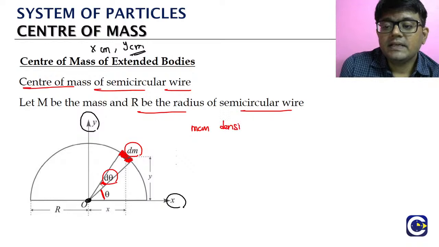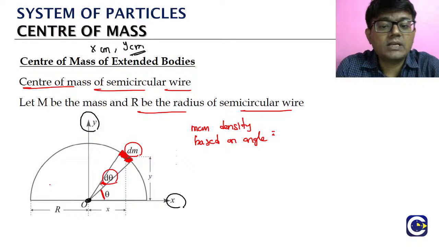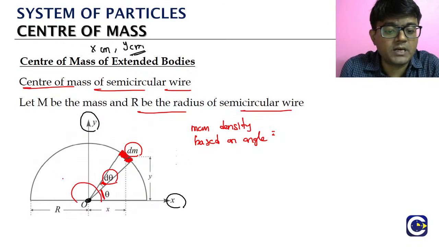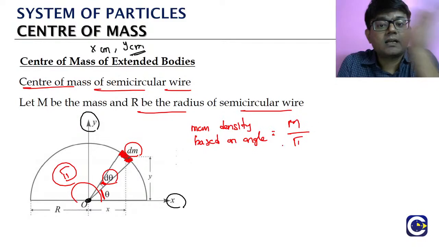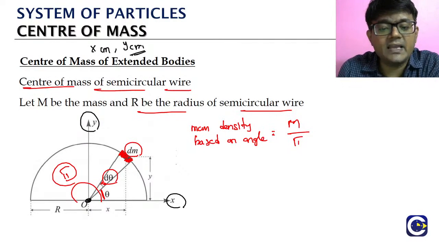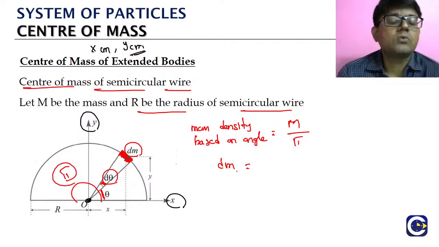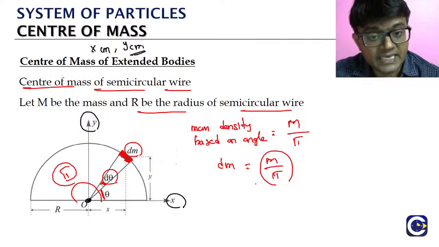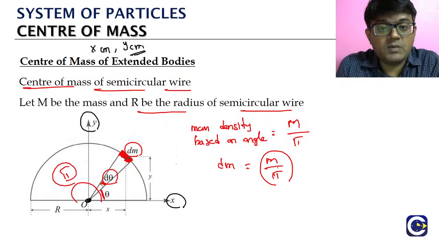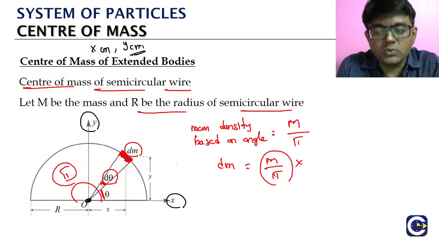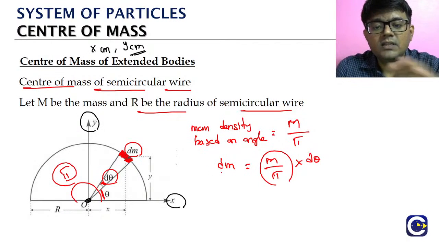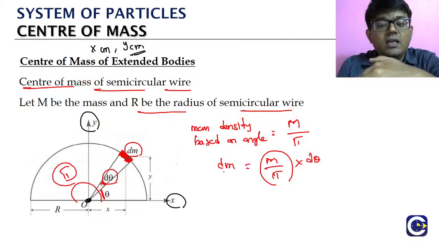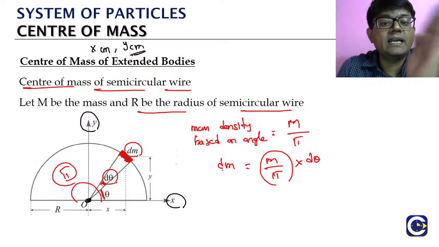Now look at the mass density based on angle. Total mass capital M is spread across how much angle? If it covers the full semicircle, it is pi, 180 degrees. So the mass density based upon angle is: total mass M is covered by an angle of pi. Now the angle of this dm is d theta. So dm is equal to the total mass M of the semicircular wire divided by the total angle covered, into the angle covered by that dm arc, d theta. So we are converting the variable into angle, because if angle is our variable, we will be able to change the angle and thereby cover the entire semicircular wire.